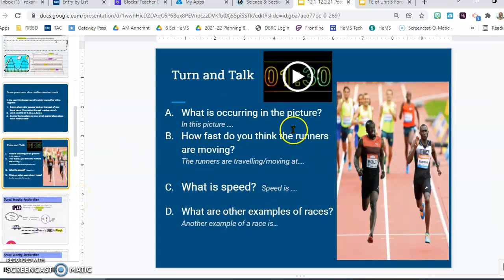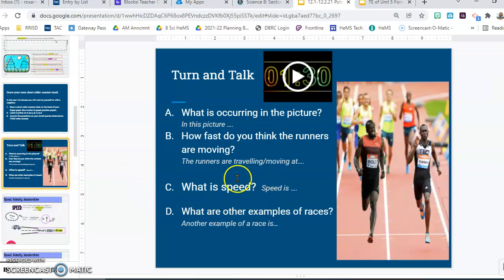I want you to look at this picture and say what's occurring. That's right. There's 2 guys running a race. How fast do you think they're moving? Okay, so anywhere from 2 to 20 miles. Somebody just said 30 miles per hour. All right, we'll have to see.